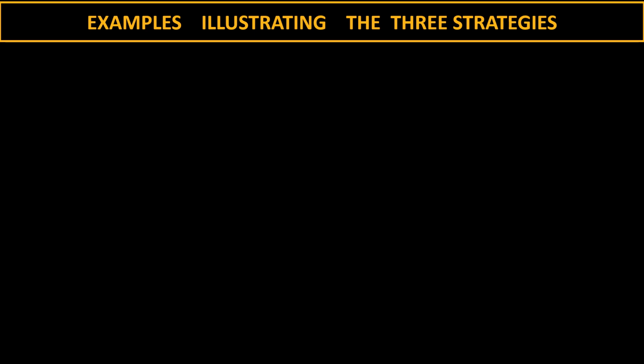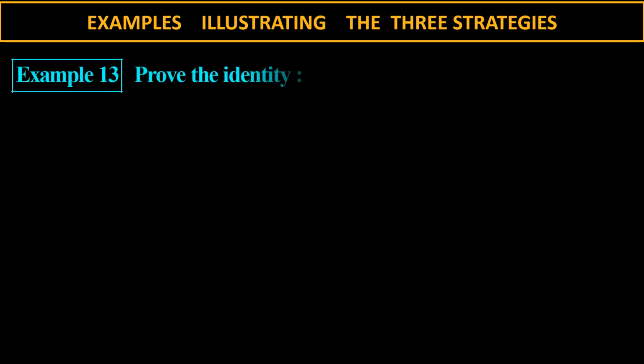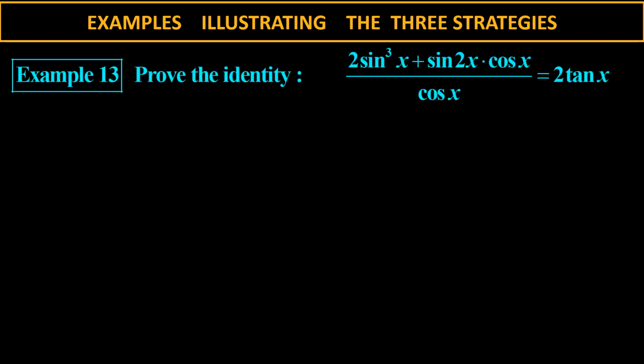Let us consider a second identity here. So we want to prove this identity. Again, you can see which side are we going to start with? The left-hand side, because the right-hand side is already in a simplified form. So we're going to take the left-hand side.